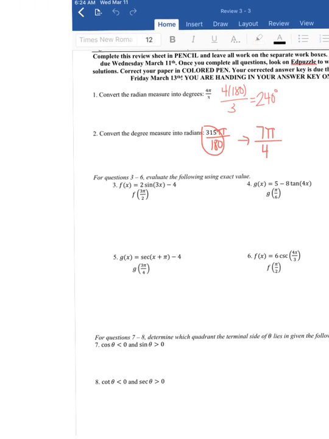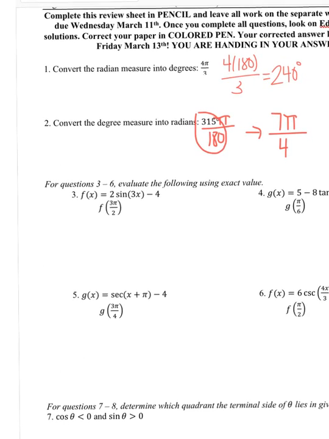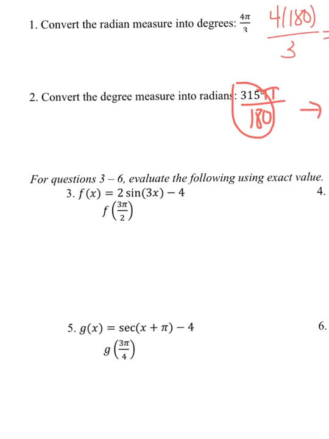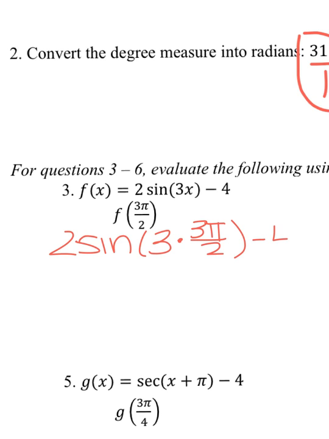For 3 through 6, the evaluating, you are going to make sure you're in the correct mode. So usually it's going to be in radian mode unless you see that degree symbol. So 3 through 6, all 4 of these are all in radians. For number 3, we have 2 times the sine of 3 times 3 pi over 2 minus 4.